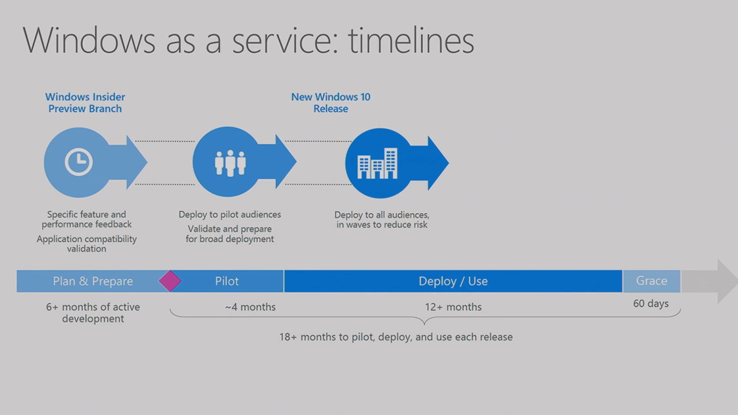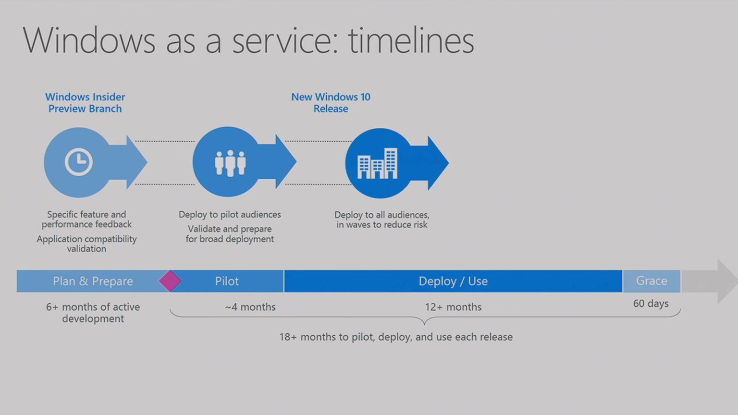When we look at this from a timeline perspective, we'll go through the insider preview process for roughly 6 months. It depends on when we're actually going to ship, but it's averaging out to around 6 months of active development before we do a release. We then get into the pilot process, which is about 4 months before we declare current branch for business, saying that this is now ready for broad business deployment. And then you've got at least 12 months to deploy and use it.